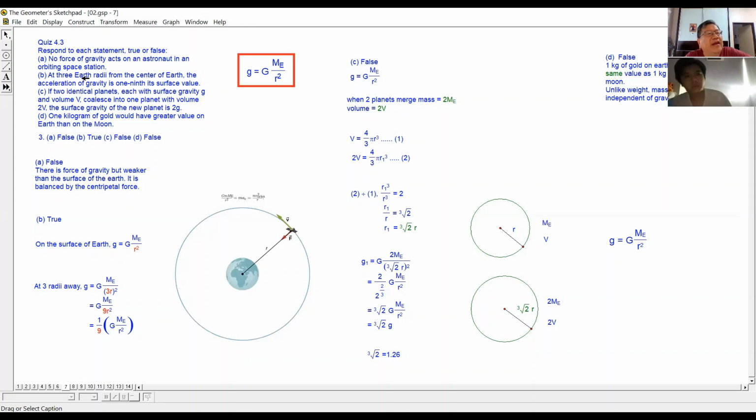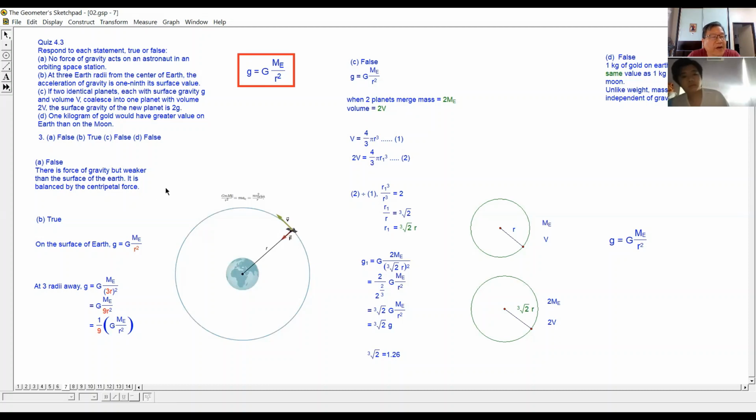At three Earth radii from the center of Earth, the acceleration due to gravity is one ninth its surface value. Now this one has to be exact, so we have to use mathematical treatment, because they say it's one over 9, one ninth of the value on the surface of the Earth. So let's see whether it is exactly 1 over 9 the value on the surface of the Earth.